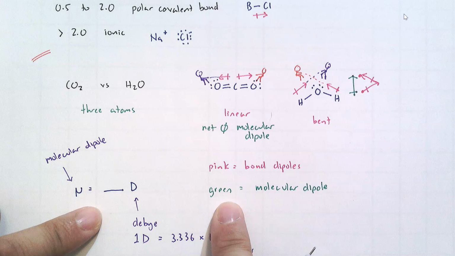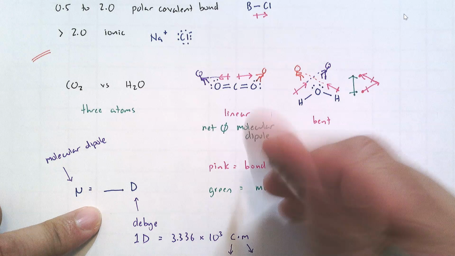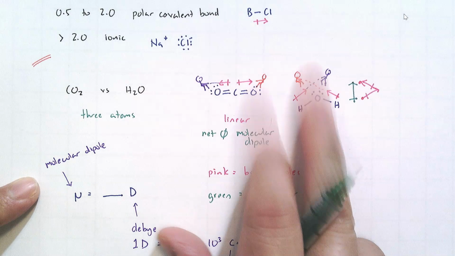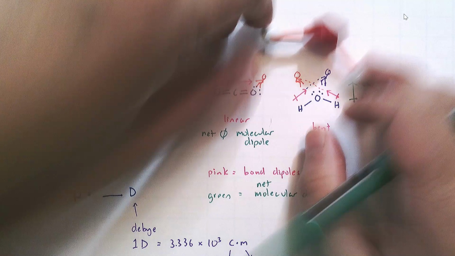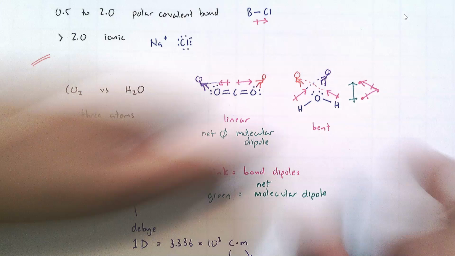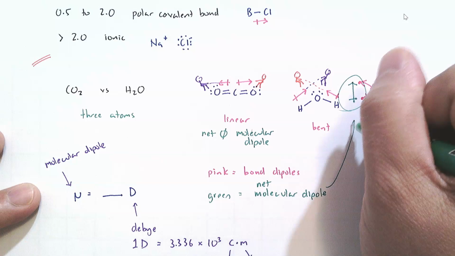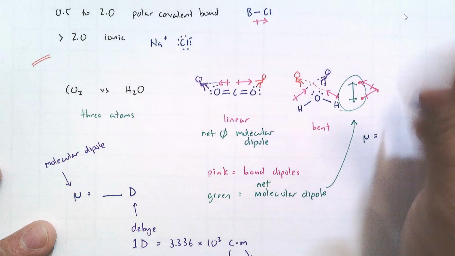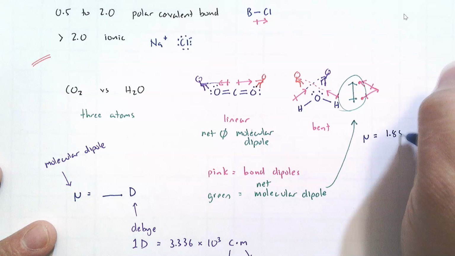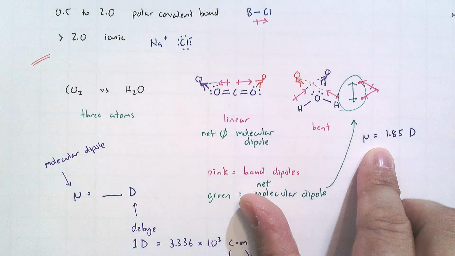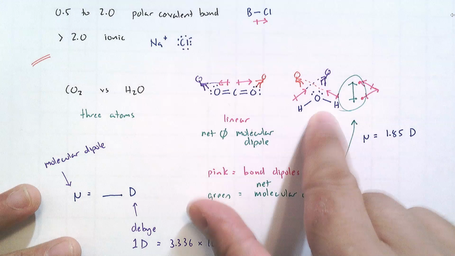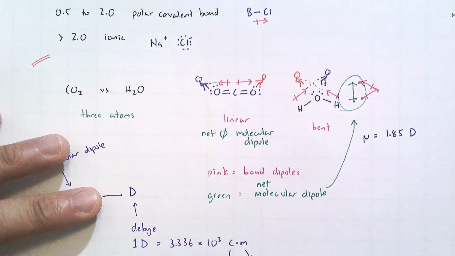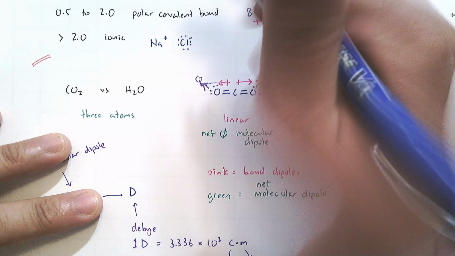I said that our molecular dipole is going to be green. This is a net molecular dipole. The net molecular dipole is going up towards the oxygen, and it's going straight up. Now, if I held it like this, it would be going straight to the right. So this is your net molecular dipole, and I did look up the number for this. The molecular dipole equals 1.85 debye. But again, I'm not interested in the number. What I'm interested is that you understand that this has a net molecular dipole and carbon dioxide does not. Carbon dioxide does not. The bond dipoles cancel.